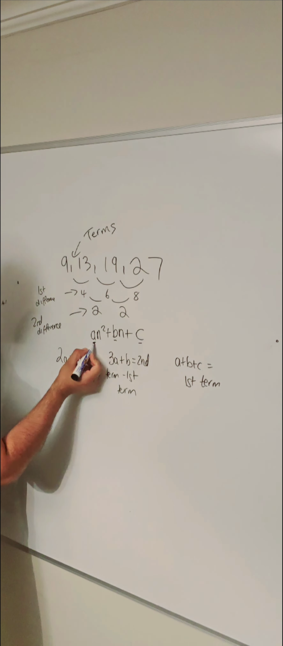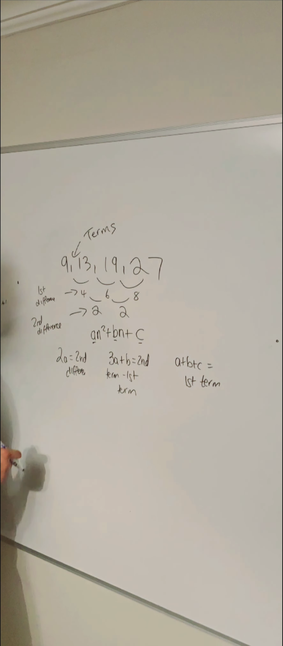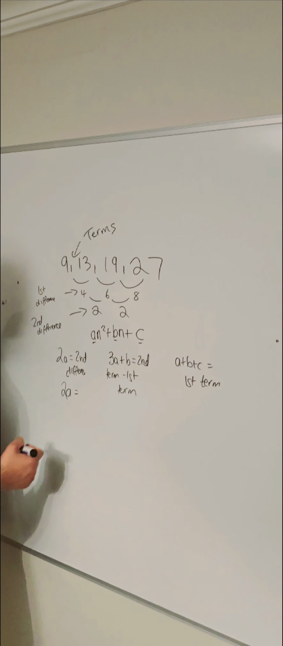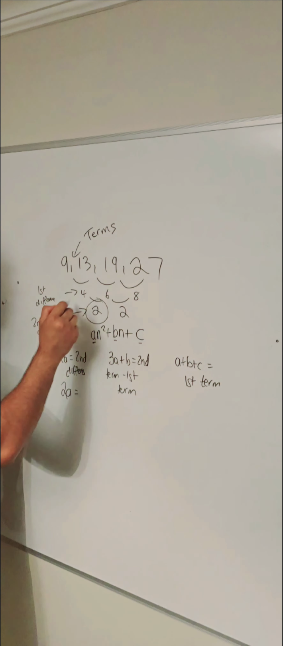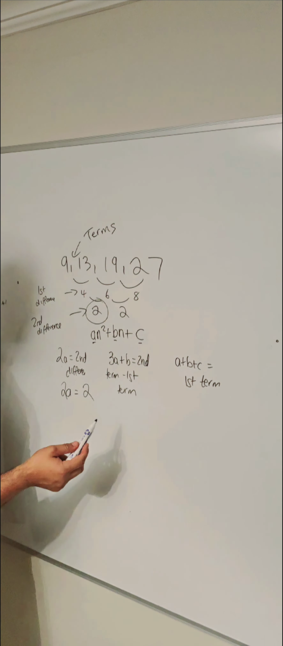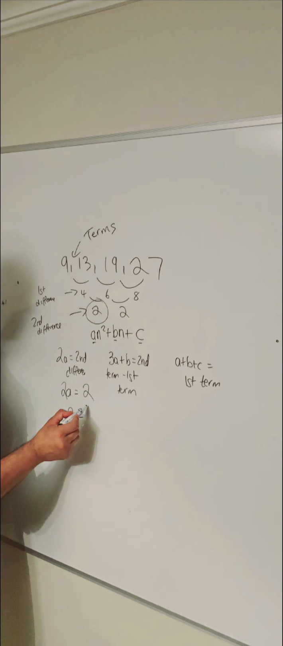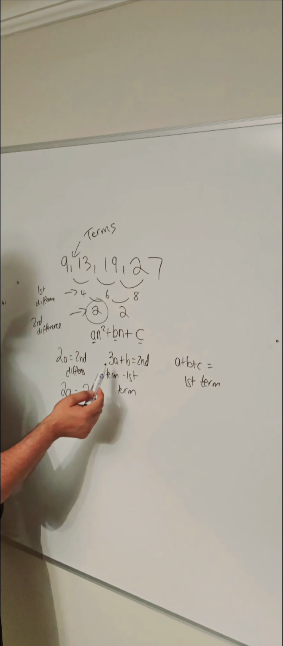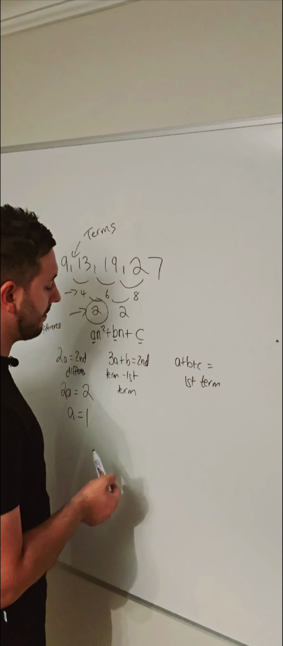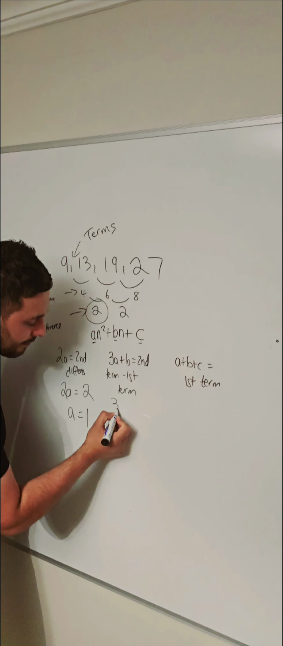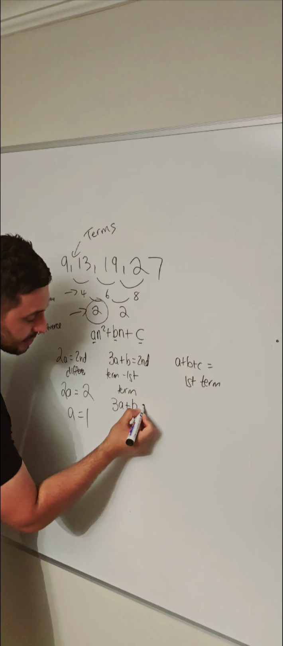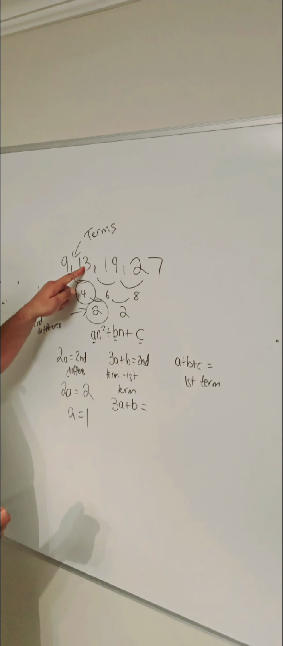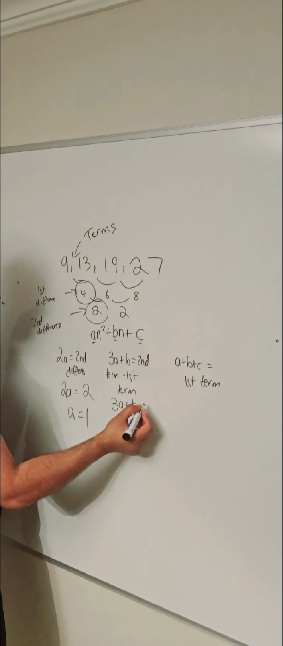Okay, so to work out the value of a, the formula is 2a is equal to the second difference. So 2a is always equal to my second difference. The second difference in this example here is 2. So if 2a is equal to 2, then a is equal to 1. Now to work out b, it's 3a plus b is the second term minus the first term. So 3a plus b is always going to be equal to that number there. The second term minus the first term.